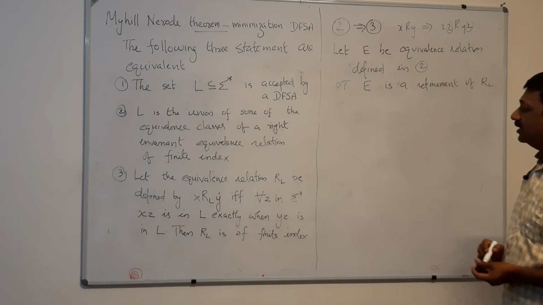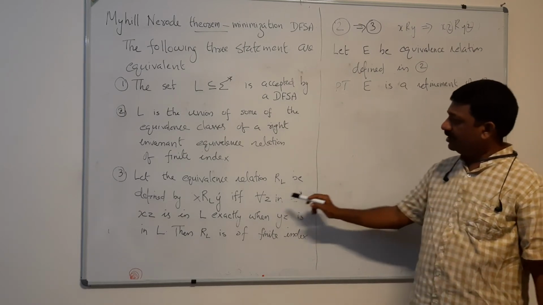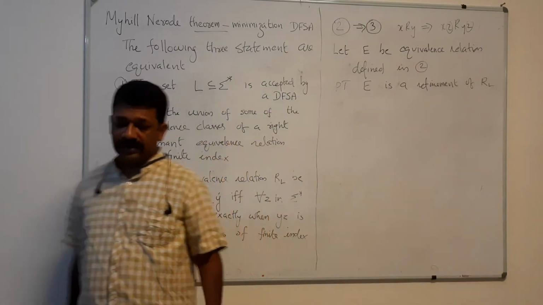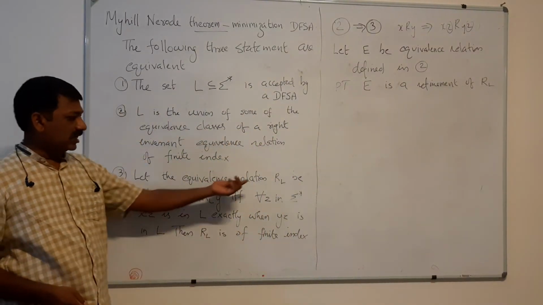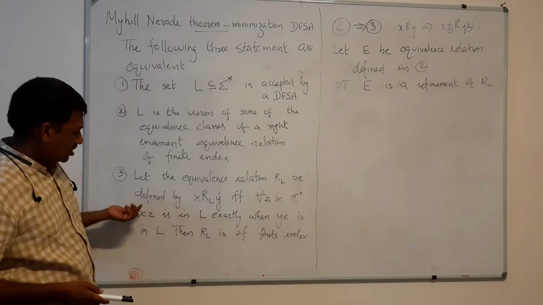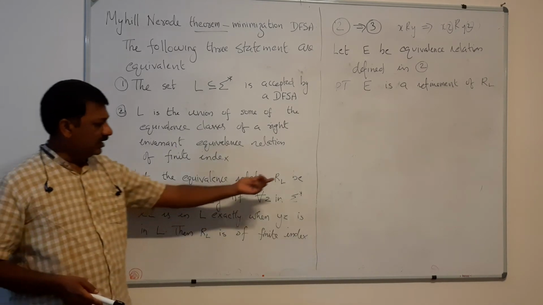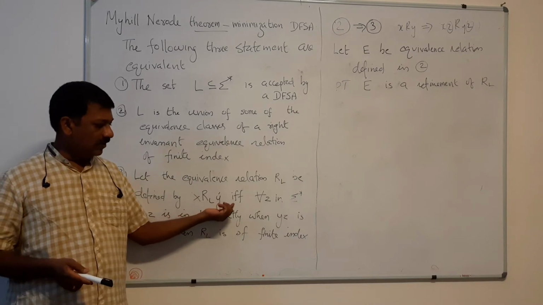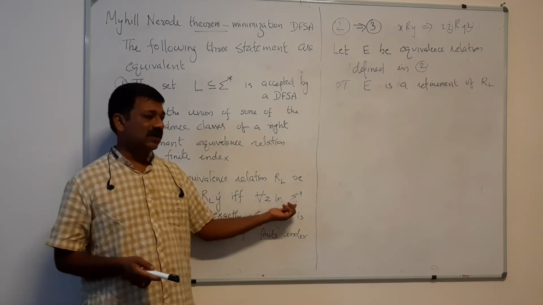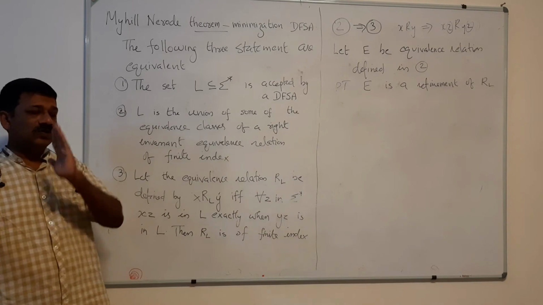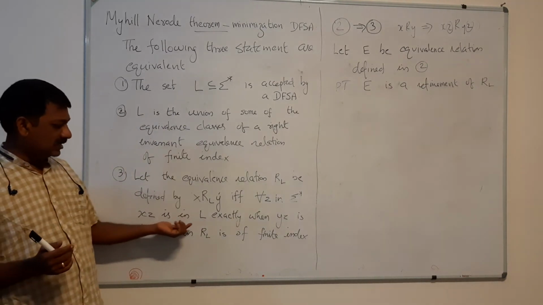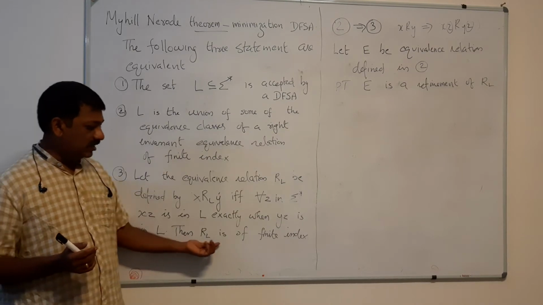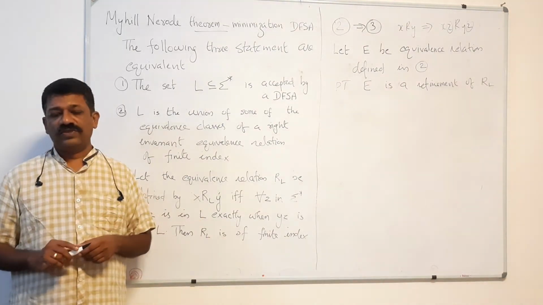Now, let the equivalence relation RL be defined by X RL Y if and only if for every Z in sigma star, that means you are appending a Z to the right, XZ is in L exactly when YZ is also in L. Then RL is of finite index.